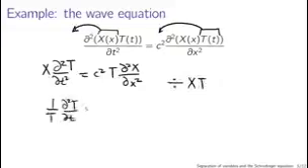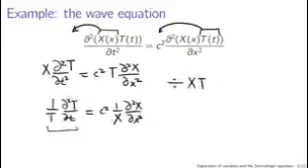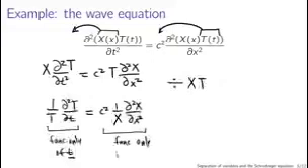1 over big T, second partial of big T with respect to little t, equals c squared 1 over big X, second partial of big X with respect to little x. This is fully separated. What that means is that the left-hand side here is a function only of t, and the right-hand side is a function only of x.